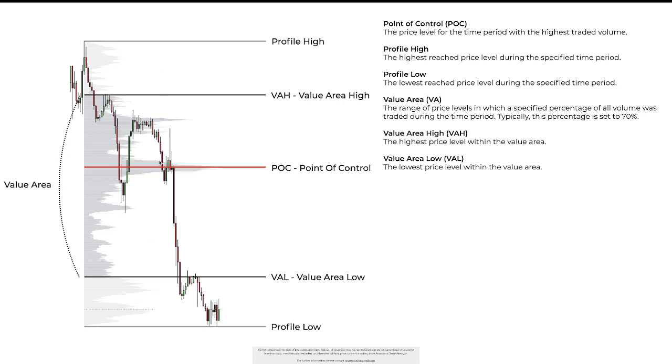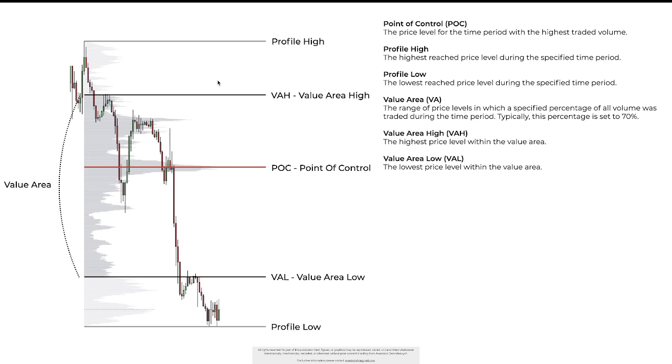This dark gray area, which is called value area, is 70% of all volume that was traded during this volume profile. So let's say we have 1,000 contracts in all this, okay, let's be more realistic, we have 100,000 contracts in this whole price range traded. 70,000 of them will be traded in this gray area, and the remaining 30,000 will be divided between the lower and the higher lighter areas.